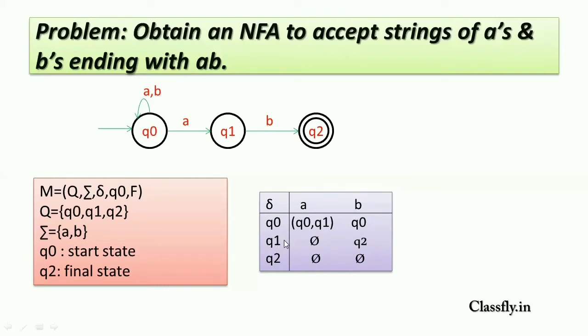So Q1 does not have any transitions with respect to input A. That is, it does not have any transition with respect to A, but with B, yes, there is a transition from Q1 to Q2. So Q1 to Q2 is transmitted with input B, and finally Q2, the final state, does not have any transition from itself. That is, there is no transition from Q2 to any other states. Hence, it is considered as null. So this was the solution for the given problem.